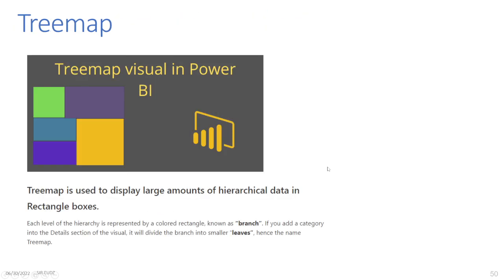Treemap. Treemap is used to display large amounts of hierarchical data in rectangle boxes. Each level of the hierarchy is represented by a colored rectangle known as a branch. If you add a category to the details section of the visual, it will divide the branch into smaller leaves, hence the name Treemap.